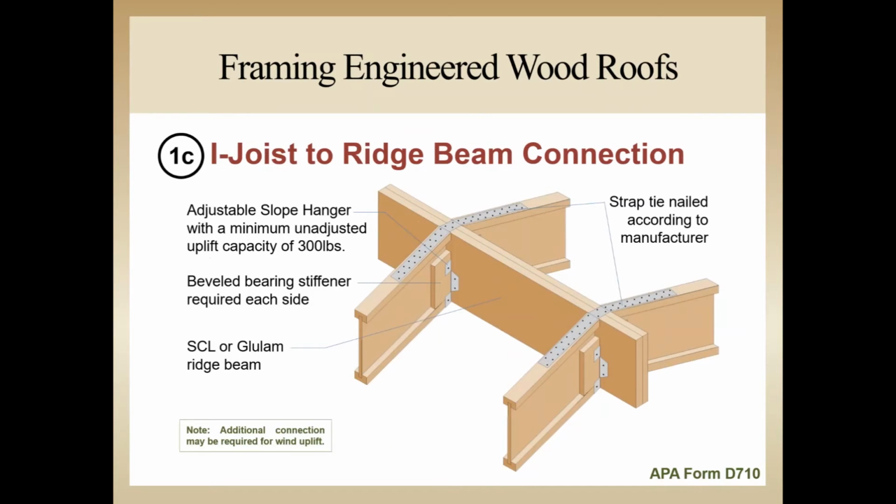Now here we see another ridge beam assembly, this time with rafters coming into both sides of the beam to form a gable-type roof. The details are all the same, with the exception that the strap now connects opposing rafters to each other.